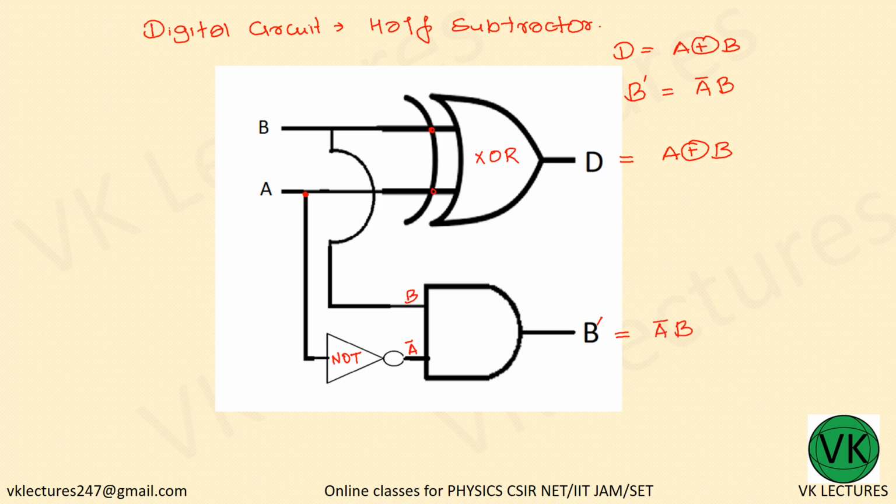So in general, for the half subtractor circuit, the difference y is equal to A XOR B. That is the first output. For the second output, there is no need of plus. It consists of two outputs, comma, A bar B. So this is the second output.